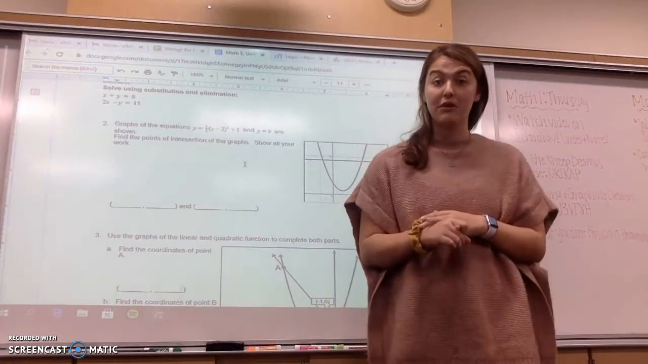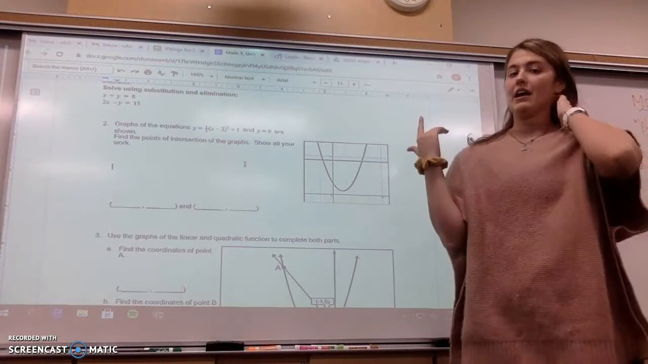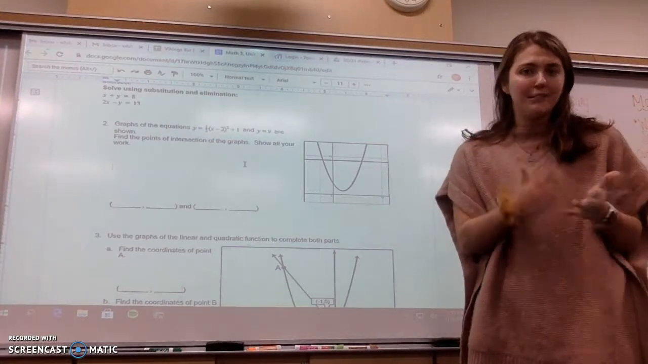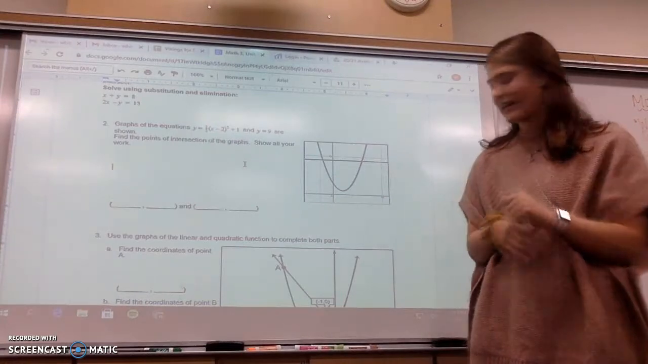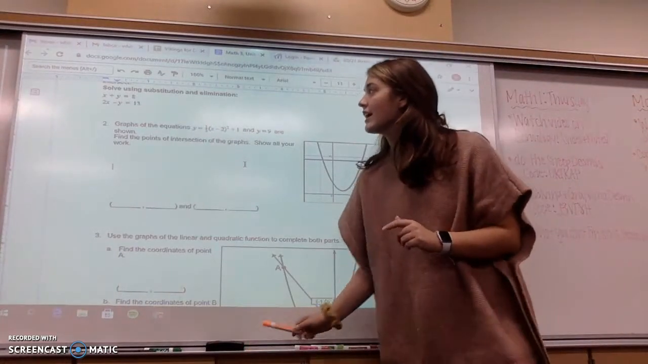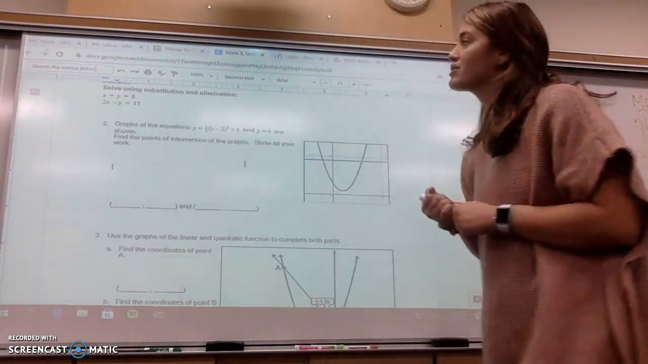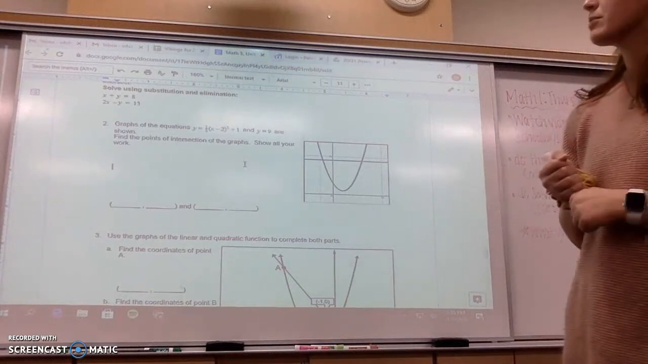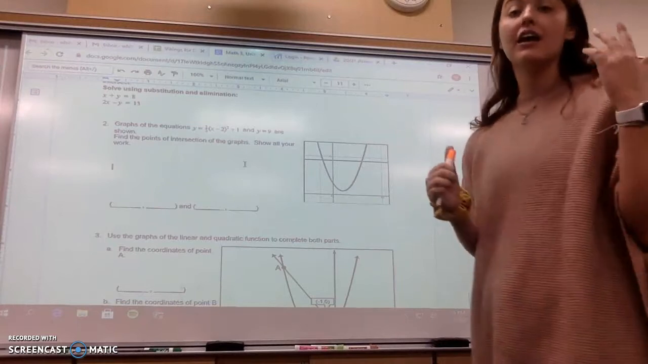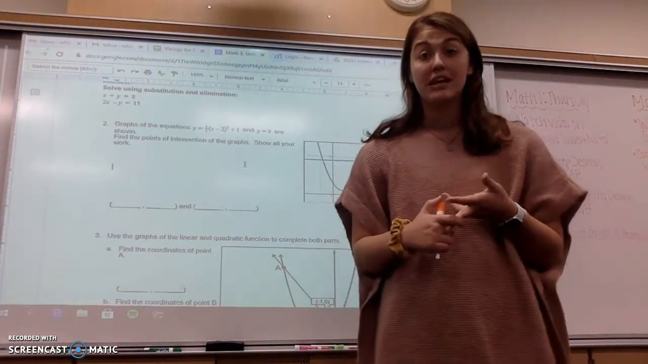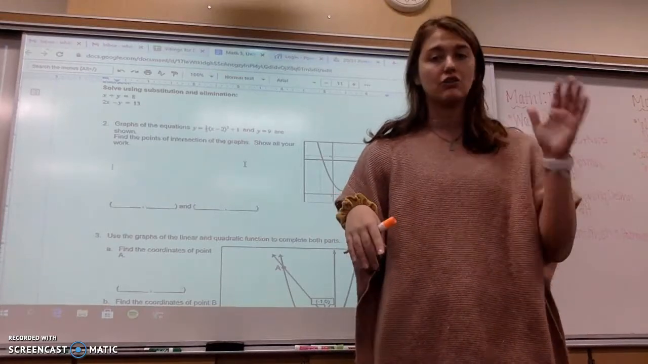Today's lesson is over systems and equations, so there shouldn't be anything new. You learned this in Math 1 and then reviewed it again in Math 2, so today is just double checking to make sure that you know it. The first thing is this equation up here: x plus y equals 8 and 2x minus y equals 13. I'm going to solve using substitution and elimination.